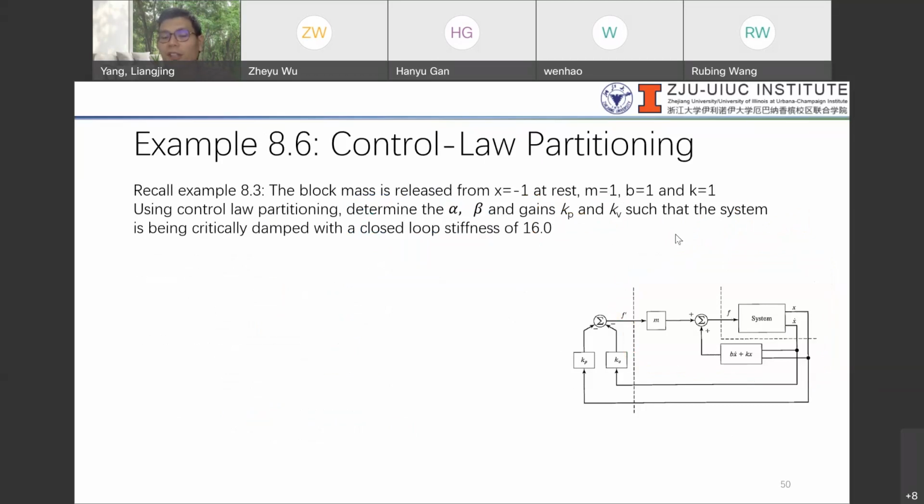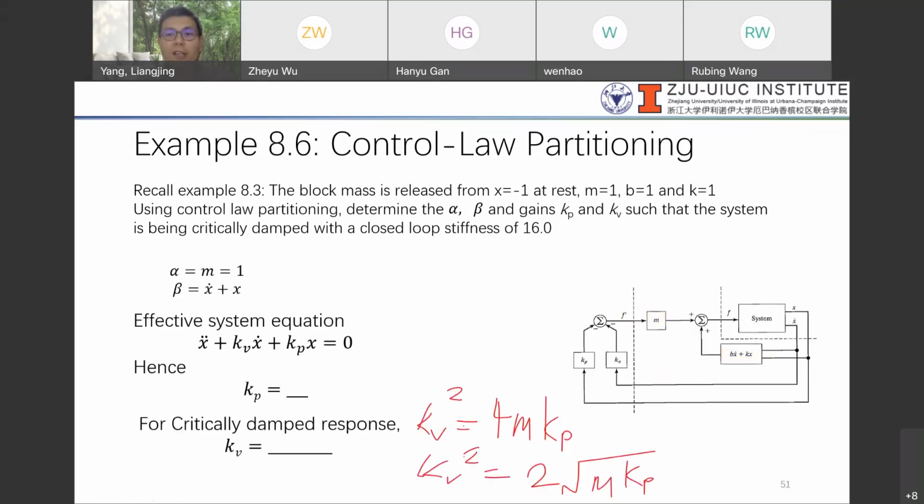Just now we treated the entire system as one big black box, so we didn't identify our M, B, and K. But now we put in the information about M, B, and K within that model. So let's see how it is different.